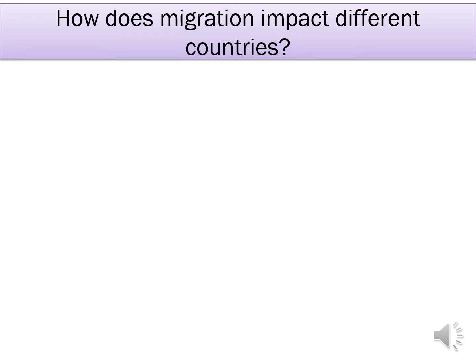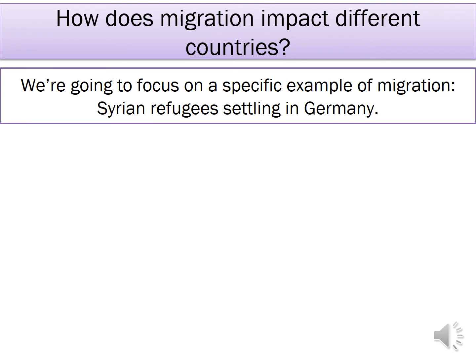Okay, so our last learning objective of this lesson is to look at the impacts of migration on the host country and the origin country. So what we're going to do is look at a specific example of migration between Syria and Germany. Our country of origin is going to be Syria, so that's the country that people are moving from, and our host country is going to be Germany, and this is the country that people are moving to. So we're looking at why Syrian refugees are settling in Germany.